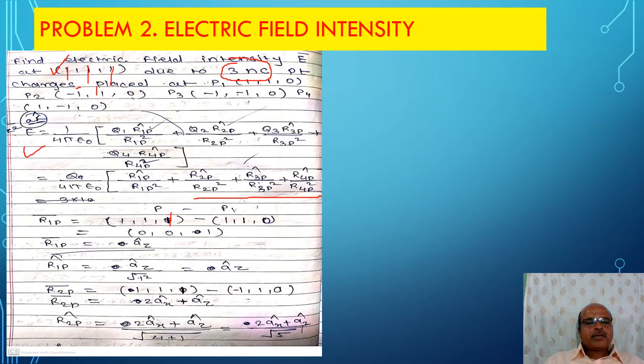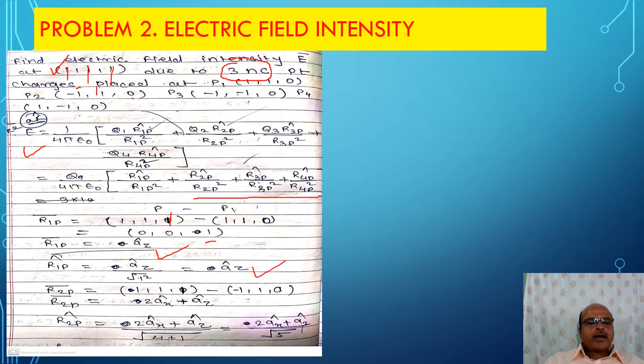So 1 minus 10, 1 minus 10, and this 1 minus 0 will get 1. This is the last term, therefore it is represented as a_z cap. So R1P bar will get the a_z cap. R1P cap is a_z cap upon magnitude of this, that is the a_z coefficient is 1, therefore 1 square, therefore we get the a_z cap.